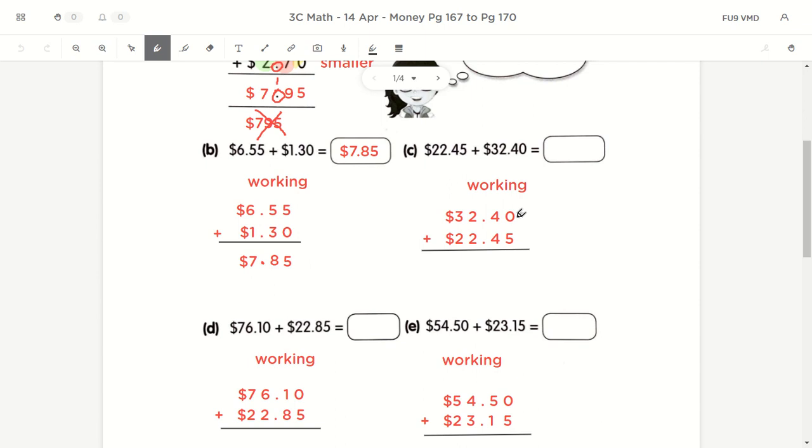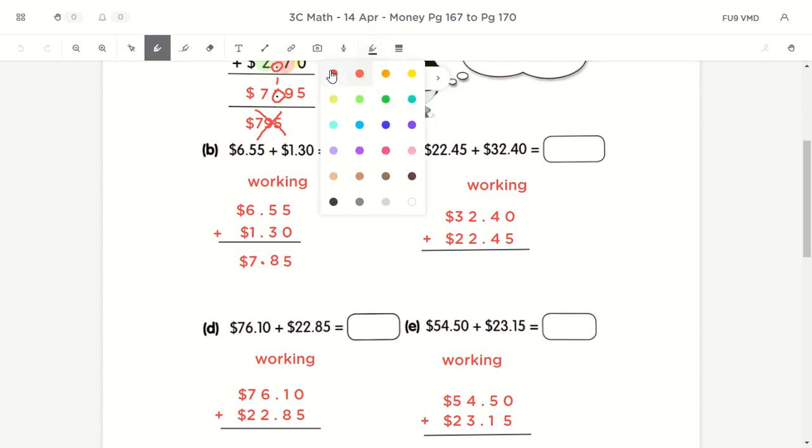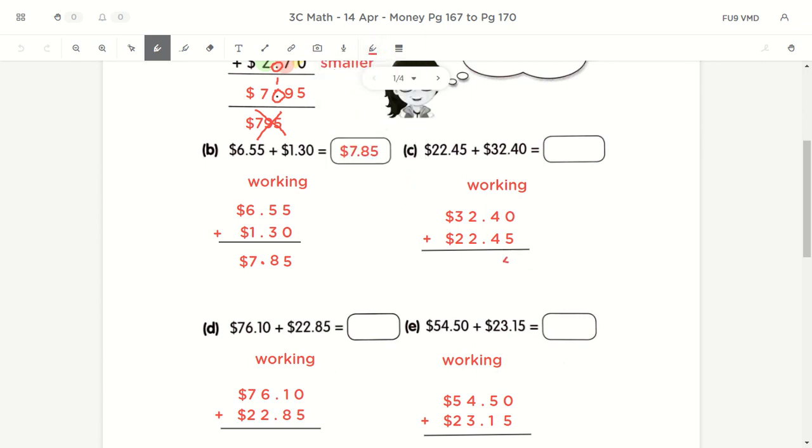Alright, so let's start. 0, 5, give me 5. Let me just write it down. Give me 5. 4, 4, give me 8. Bring the decimal point down. 2, 2 is 4. 3, 2 is 5. So simply the answer is $54.85.